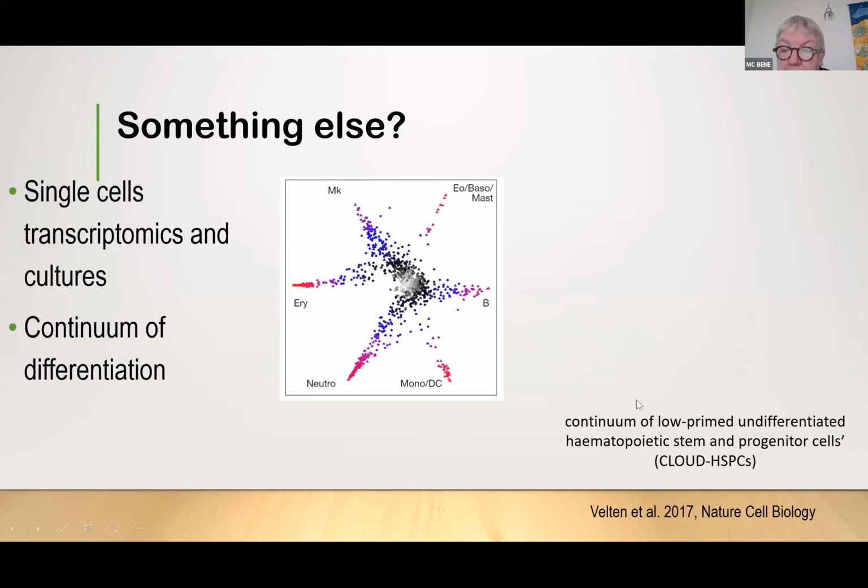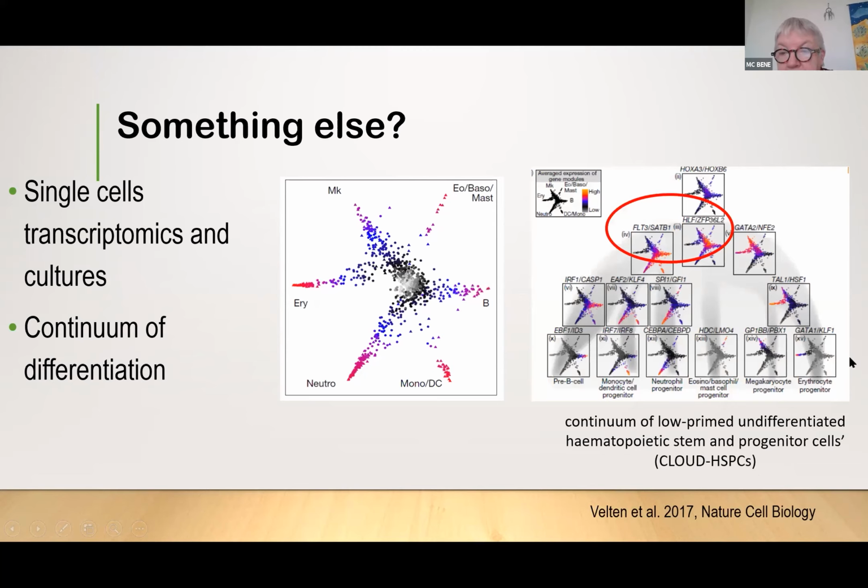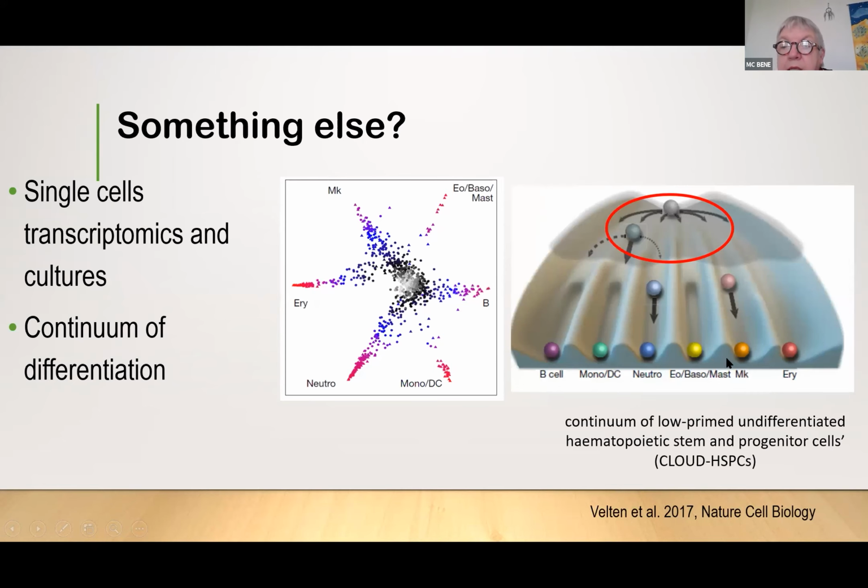And what they called that was a cloud of HSPCs, a continuum of low-primed, undifferentiated hematopoietic stem and progenitor cells. That's the acronym here. And you can find again these different stars with the cells going one direction or another, and you see that it's related to the expression of specific gene patterns. And they summarize that in this cartoon, where this uncommitted cell is here and can hesitate at one point between what it's going to be in the end.